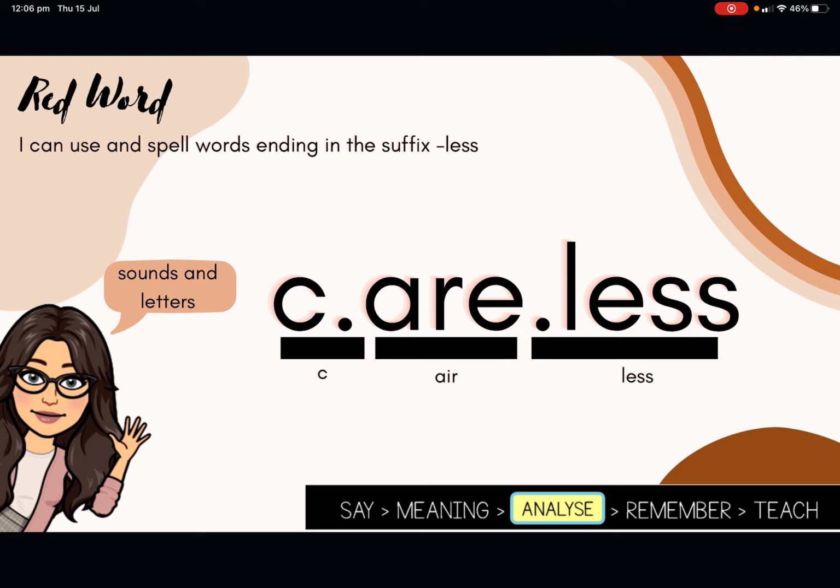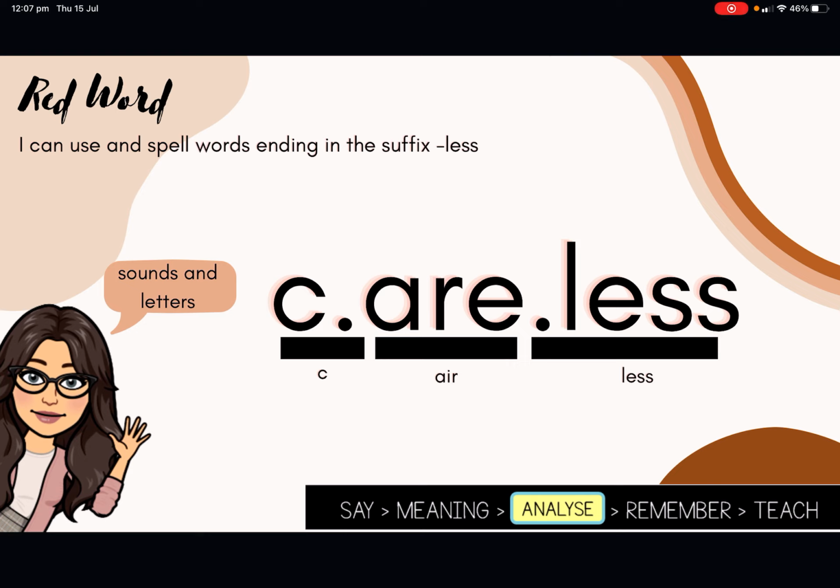Now, the suffix less is added to the end of a base word, because suffix means at the end of a word, and it actually changes the base word, the word at the beginning, to a negative connotation. So if we got rid of the suffix less and we just had the word care, care is a positive thing. So if someone says that you are caring, and you use the word care, so to care for something, that is a positive connotation.